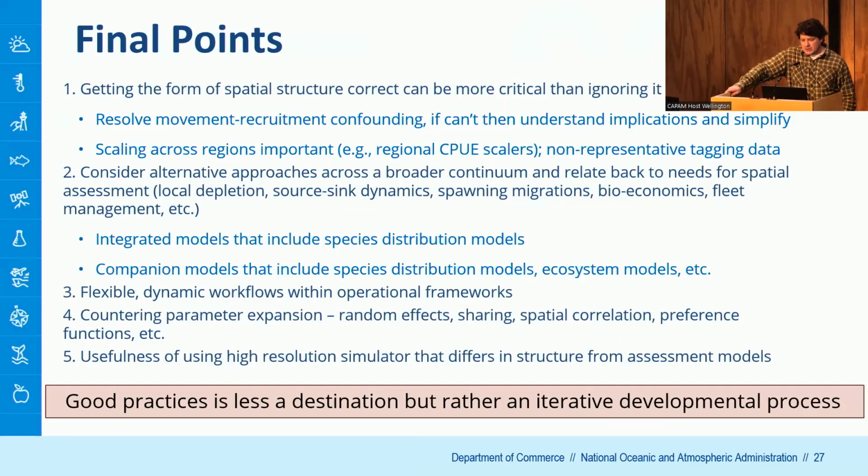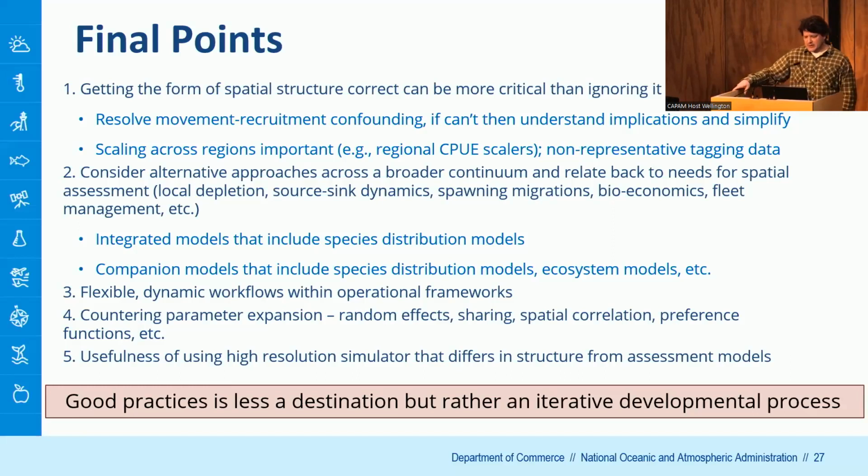One of the things through simulations that we've learned is that getting the form of your spatial structure correct can be more critical than ignoring it altogether. So in other words, if you don't have at least some idea of the connectivity, the movement, if it's ontogenetic, if it's source sink, and you get that wrong, you're probably going to end up in a worse place bias-wise than if you just ignored it. So in other words, it's important to have spatial structure, but you want to do it in the correct fashion.